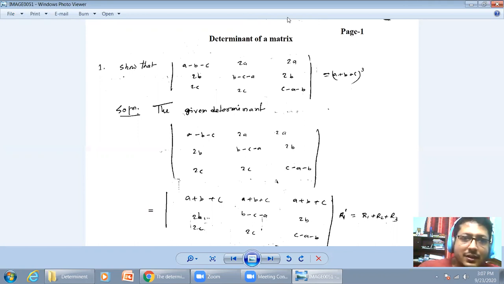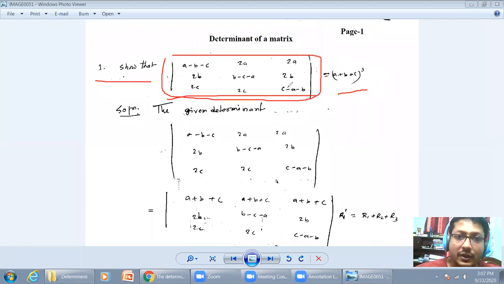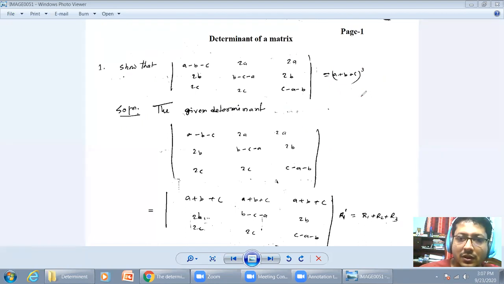Okay, here you can see a problem. We have to show that this matrix is converted to this type after applying the determinant formula. The determinant symbol is this, and the matrix elements are here. The output on the right-hand side is (a plus b plus c) whole cube. Now we can start to solve this problem.